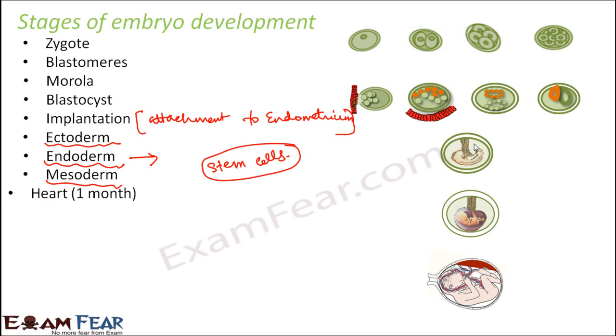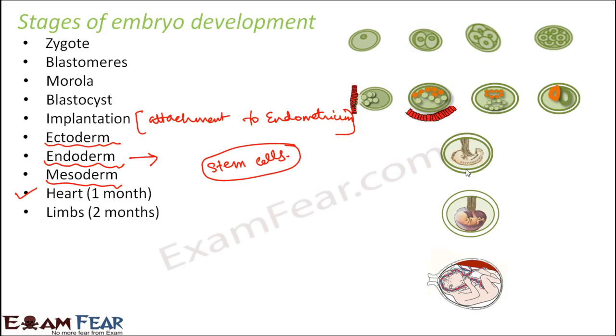So after these, the first organ that is formed in a baby is the heart, and it is formed when the baby is just 1 month, starting from the day the zygote was formed. So when it is 1 month from the zygote formation, the heart is formed. So no other parts or organs of the body are formed, but the heart is formed, and the heartbeat can actually be felt using a stethoscope, and that is what the doctors check, just to see if the heart is functioning properly or not.